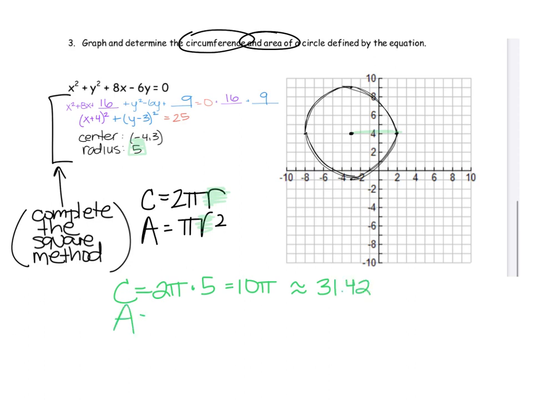And to find the area, the formula is pi r squared. So that would give us exactly 25 pi. And if you plug that in your calculator with the pi button, you would get approximately 78.54.